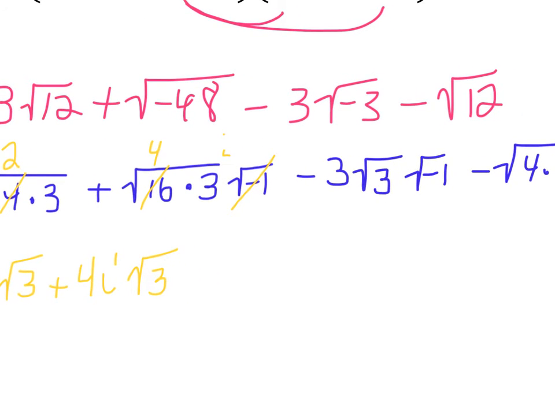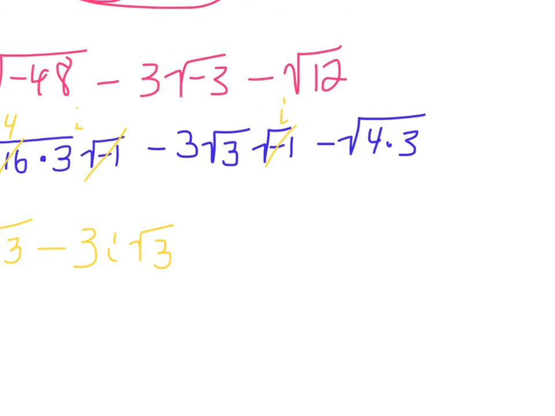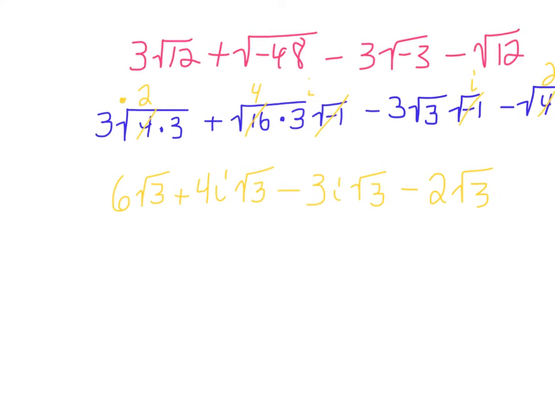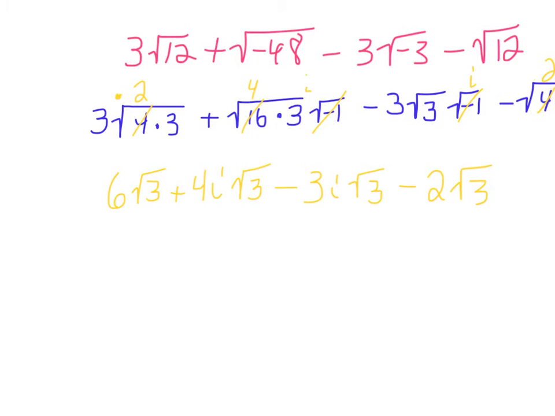Now I scoot over. Do you guys know the square root of 3? No. Do you know the square root of negative 1? i. So this becomes minus 3i root 3. And then I scoot over here. Minus. What can I take out? 2. So this is 2 root 3. What do you notice about what we have left over? A bunch of 3s. There's a bunch of root 3s. Good. What else do you notice?